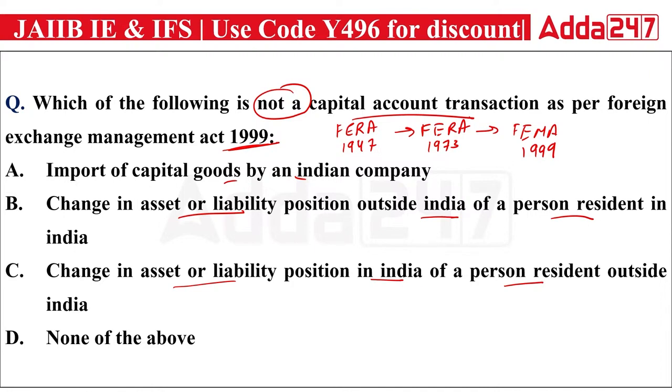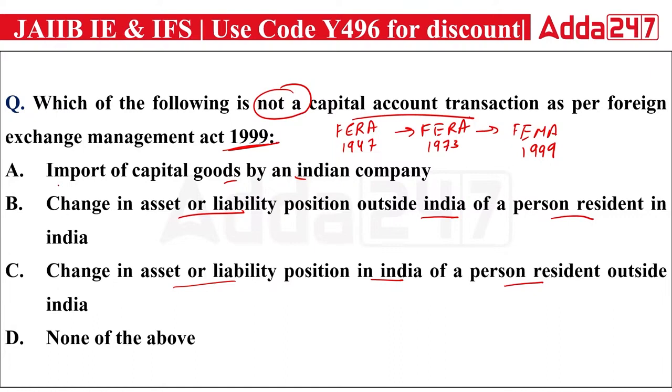So out of these four, which transaction will not be counted under the capital account transaction? Not a capital account transaction. A, B. Which of the following is not a capital account transaction? A, B, C, or D?